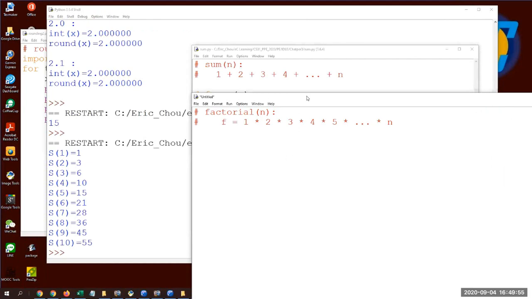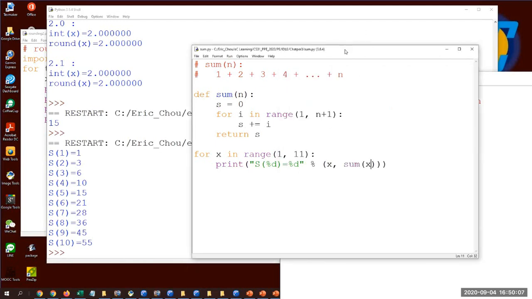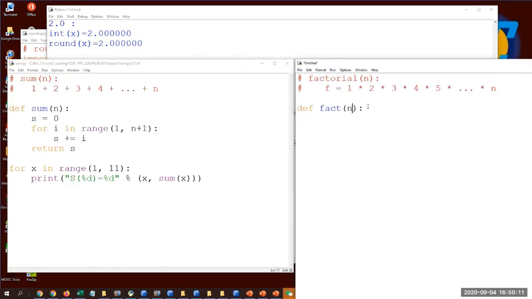So how can we do this one? Here, let's define a function. Let's call this one fact, fact n. So how can I do this one? For Zoe, how can I calculate the factorial?